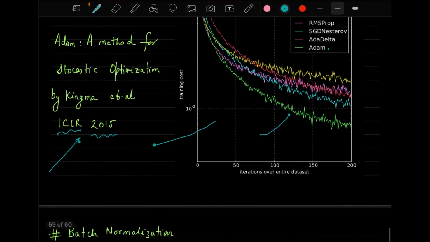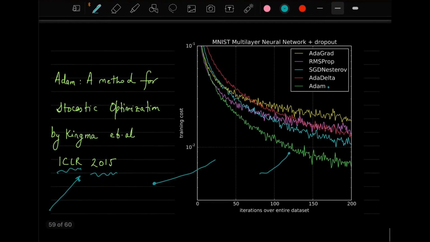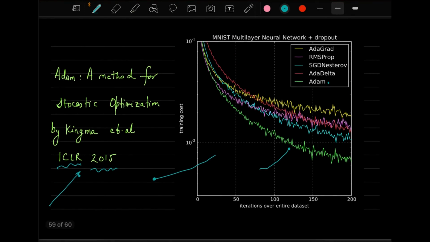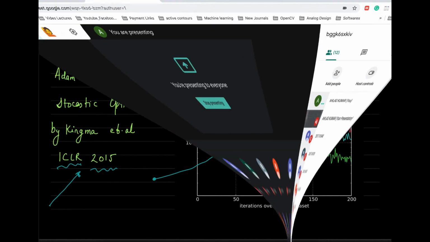So with this, I finish off with the optimization process in deep learning. Next time, we will discuss batch normalization and other concepts. If you have any questions related to the numerical optimization that we have discussed, please let me know. Otherwise, I think we are done with the class.